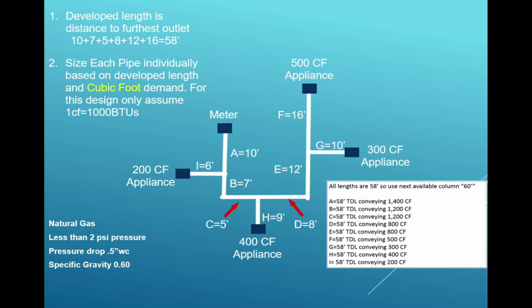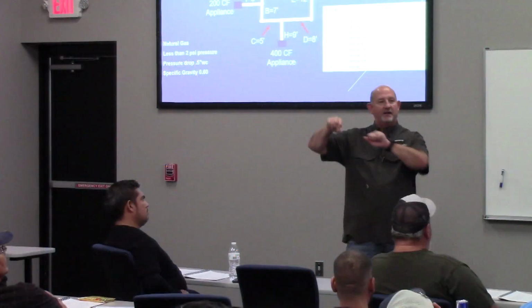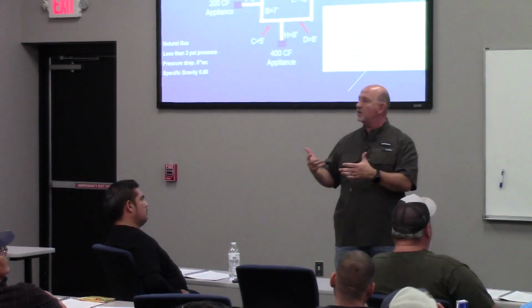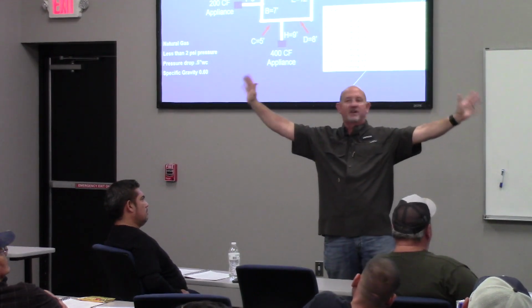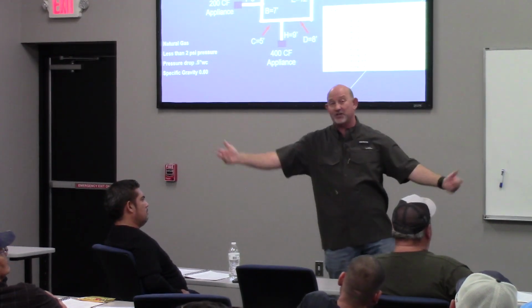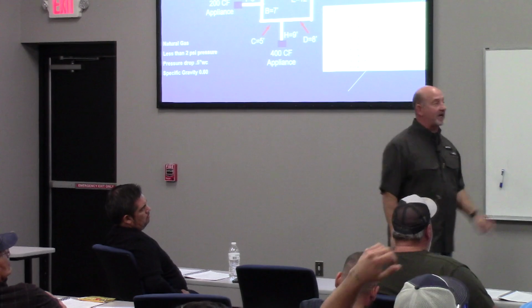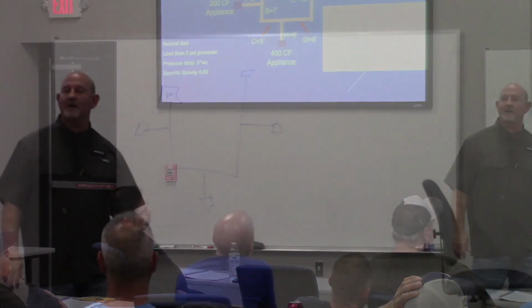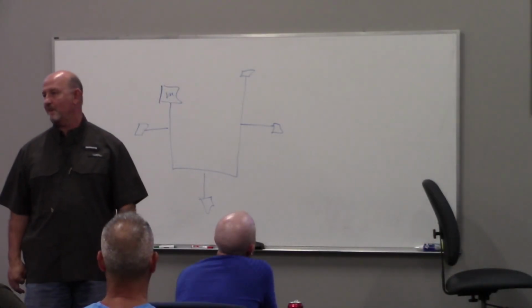Now the difference in the old code and the new code, old code being prior to 2015: they would size all the main at 58 feet and then the branches at different sizes. The new code says, hey, use a standard method of the developed length for everything. This actually just made our life a little easier. So what that says is, size every piece of pipe you see at 58 feet.